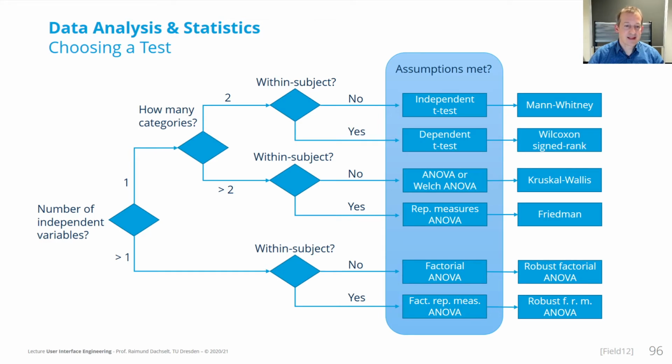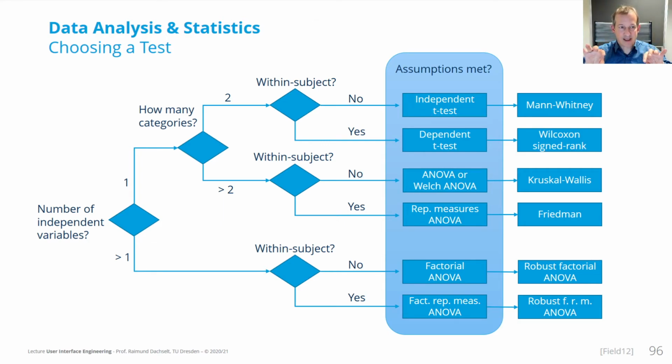And so in that decision tree, rather, you ask yourself, first of all, how many independent variables do I test? If I just have one independent variable, say just the interaction technique, or just the device, like mouse A and mouse B and mouse C are my independent variable, then I go to this branch here. And how many categories do I have? If I have just two, like mouse A and mouse B, then I can ask myself, is it a within subject design? No. Then I can do independent t-tests, so I have a between subject design.